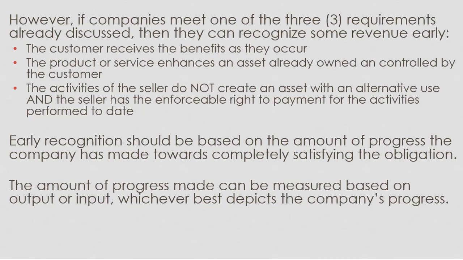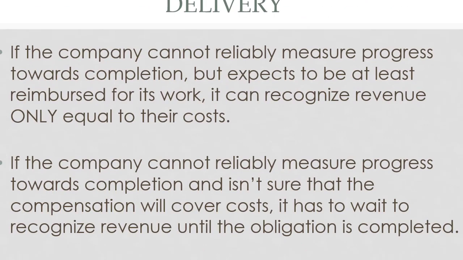Now, if I can't measure my progress, but I think I can be reimbursed for my work, so I'm not 100% sure how much it's going to cost me or how many hours it's going to take, but I know whatever I've gotten done they're going to pay me for, then I can at least recognize some revenue, just enough to match up with whatever I've spent so far. If I can't even do that, if I can't measure my progress and I'm not sure the compensation will cover my costs, then I have to wait till I'm 100% done.